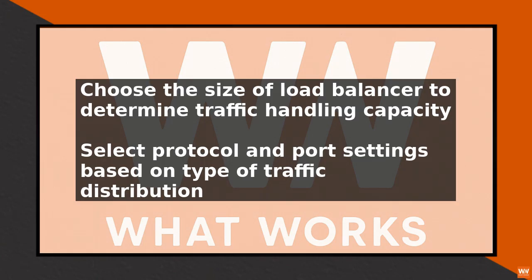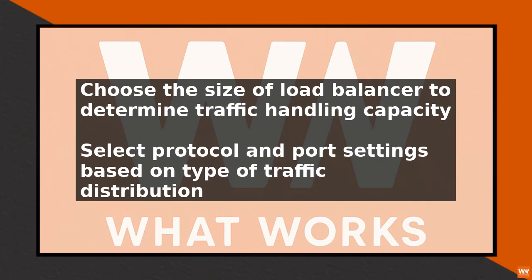You will then need to configure the load balancer's settings, including the protocol, port, and algorithm. The protocol and port settings depend on the type of traffic you want to distribute, such as HTTP or HTTPS. The algorithm setting determines how the load balancer distributes traffic, with options including round-robin, least connections, and IP hash.